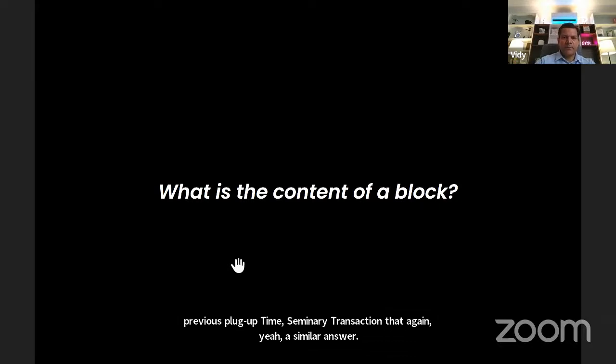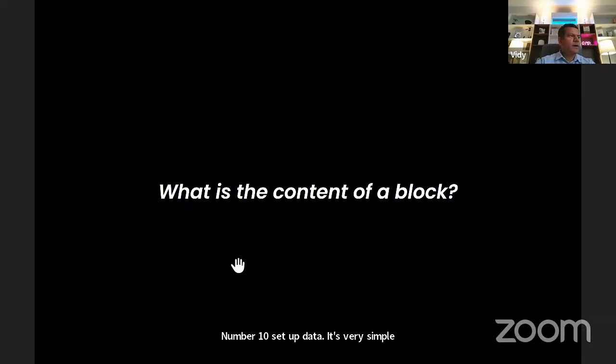Number 10. Set of data is a very simple answer. But yeah, so basically the content of a block contains all this, but there's a lot of other things as well. But I haven't gone into the technical details of that. But at a very high level, this is correct. So it contains the previous block hash, timestamp, and the transactions, a collection of all the data that is stored on the block.